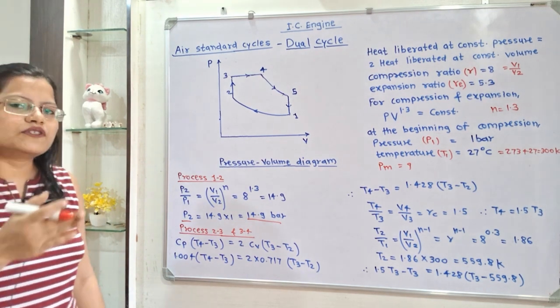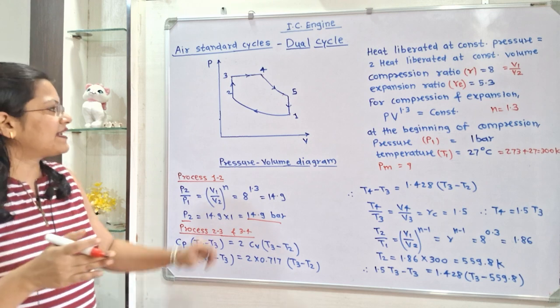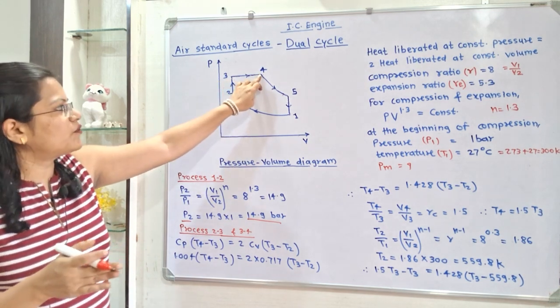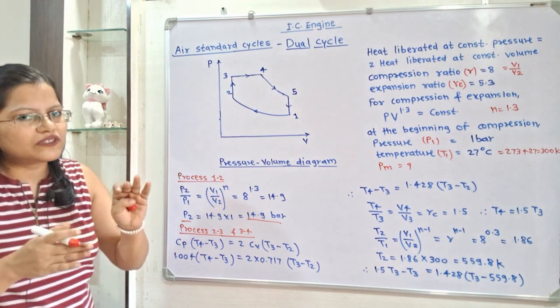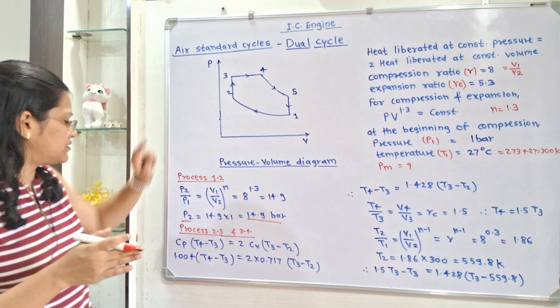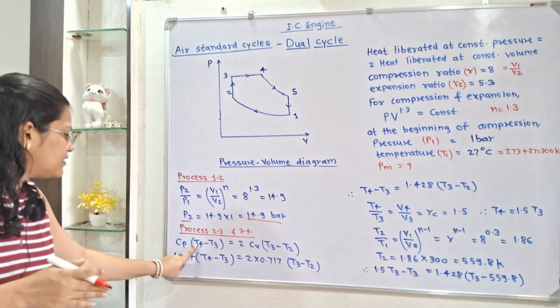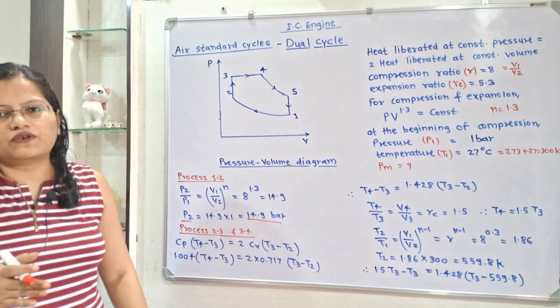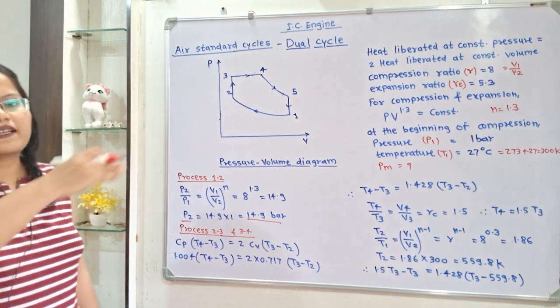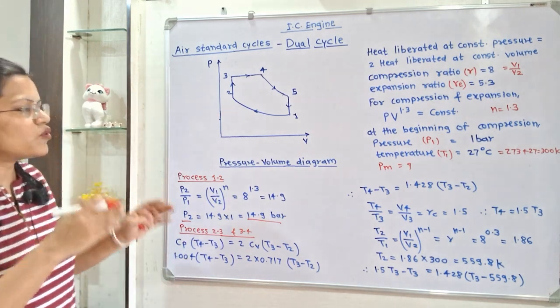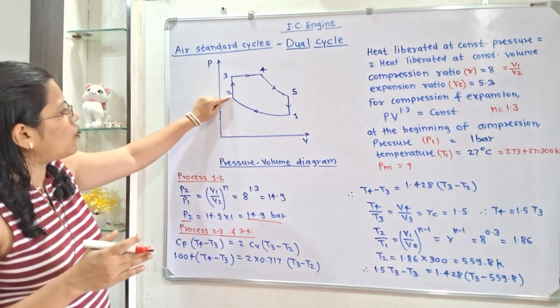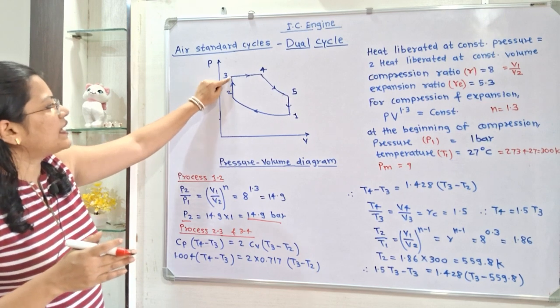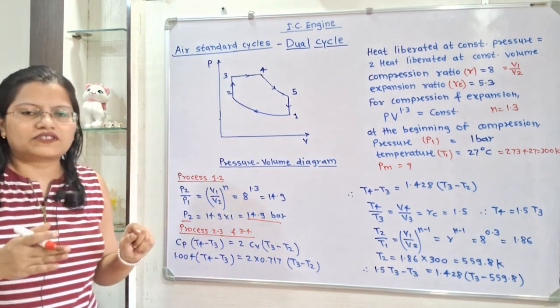If we observe the temperature entropy diagram for the process 3 to 4, then T4 is greater than T3. So we have to use the temperature difference T4 minus T3. So we will use Cp (T4 minus T3) is equal to twice the heat liberated at constant volume. Now how to calculate the heat liberated at constant volume? Here we have to use Cv because of the constant volume.